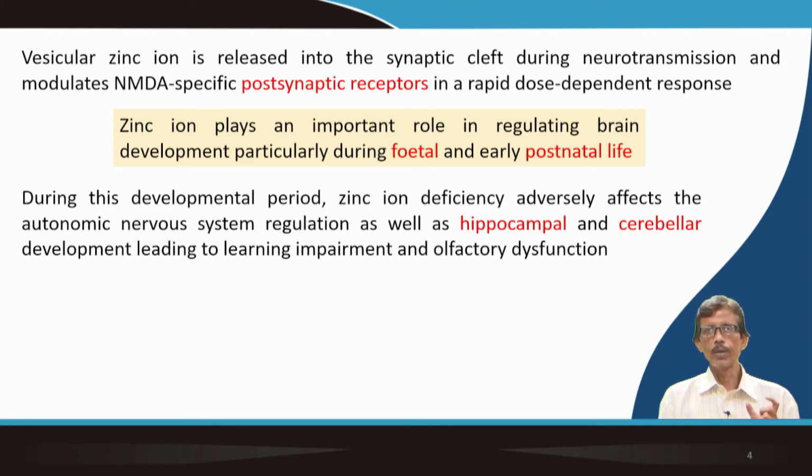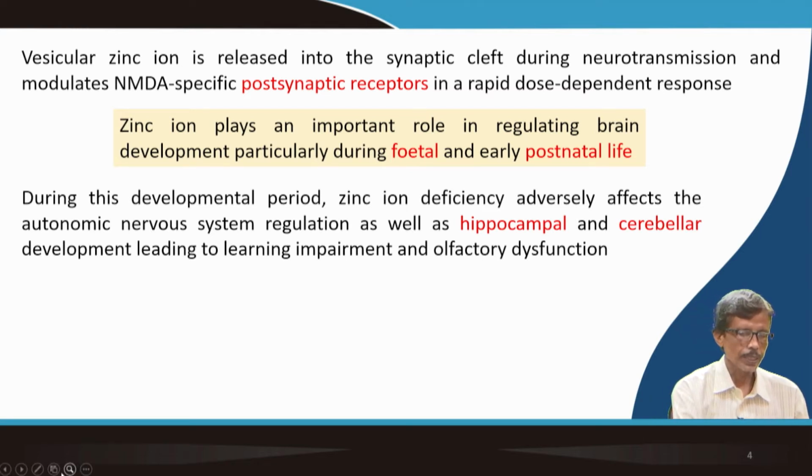If we have the problem of zinc deficiency, it can affect the autonomic nervous system. So, your nervous system can be affected very much because of this. And what we find is that the cerebellar development and the hippocampal development, these are two particular regions of the brain basically. We have seen earlier the huge brain structure and the other locations. So, the different locations and their development are important, because at some point your zinc concentration is higher, but at some other point your zinc concentration can be less. So, it leads to learning impairment and olfactory dysfunction, which is related to your zinc.